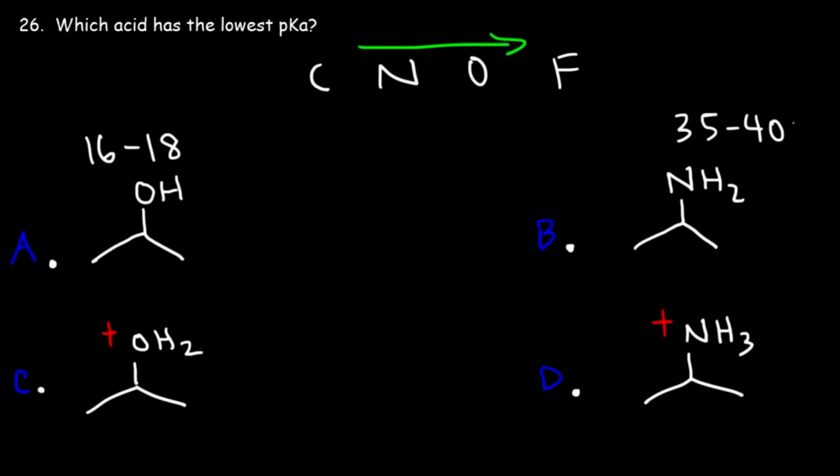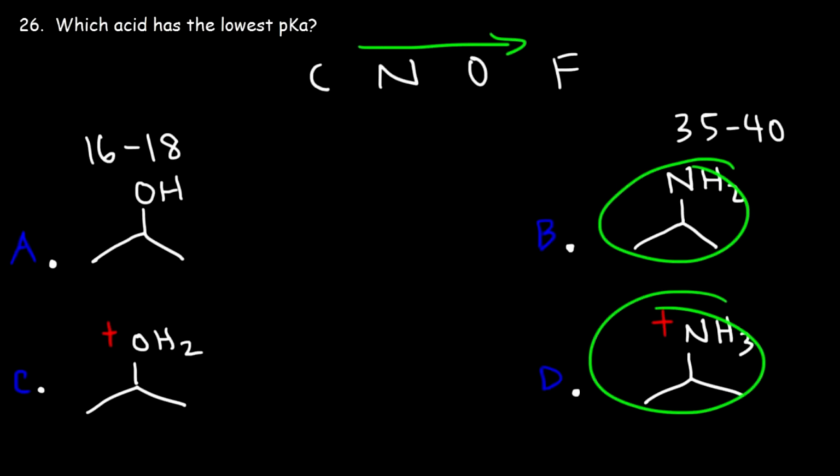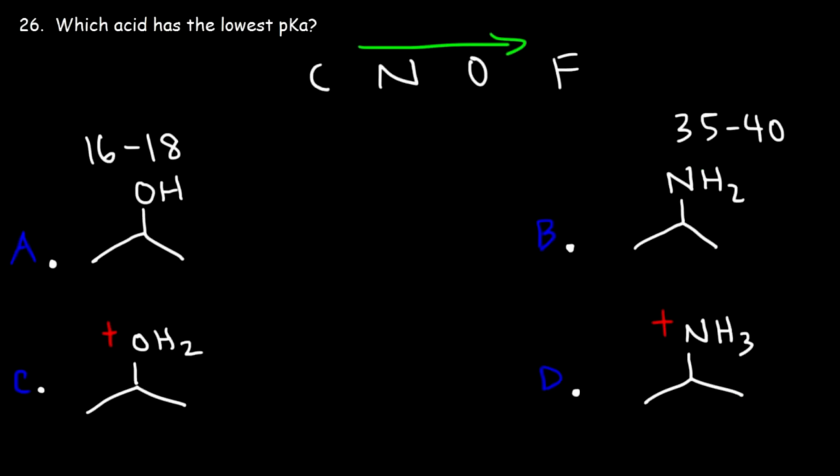So we're looking for the one with the lowest pKa. We're looking for the strongest acid. Now, which one is more acidic? An amine or a protonated amine? Anytime you add a hydrogen to something, the one with the positive charge is going to be more acidic than a neutral one. A protonated amine has a pKa of about 9 to 10. As you can see, this is much lower than this one. So we can eliminate answer choice B. And the protonated amine is more acidic than the alcohol, so we can get rid of A.